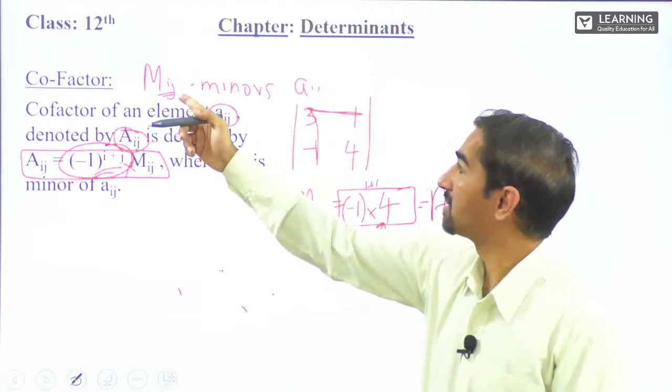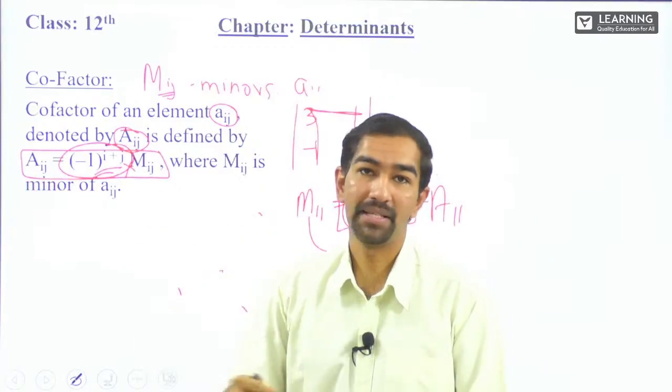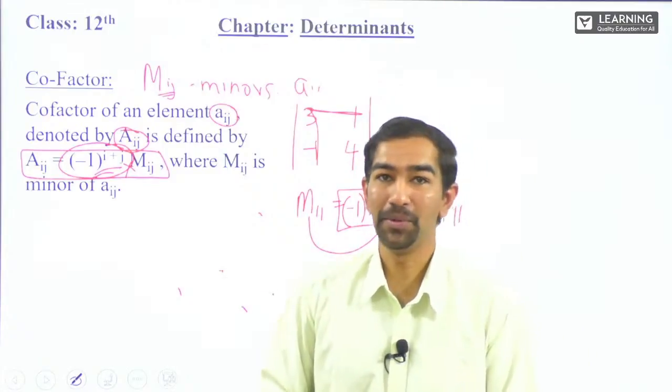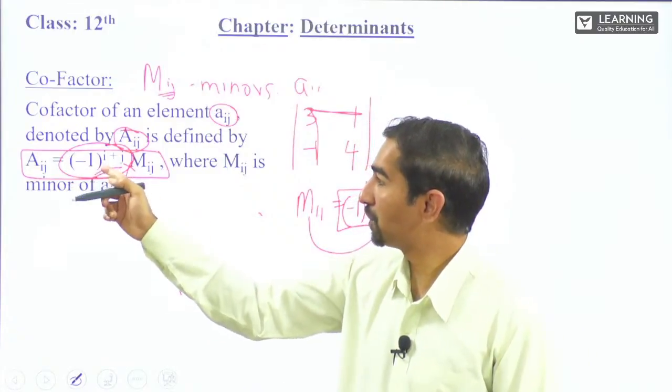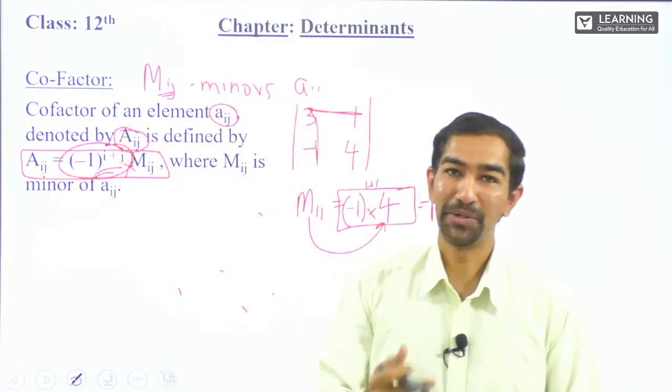Capital Mij is the standard way of representing the minors, and capital Aij is the standard way of representing the cofactors. And what is cofactor equal to? Cofactor is equal to minus 1 whole to the power of i plus j into Mij. Moving on to the next one.